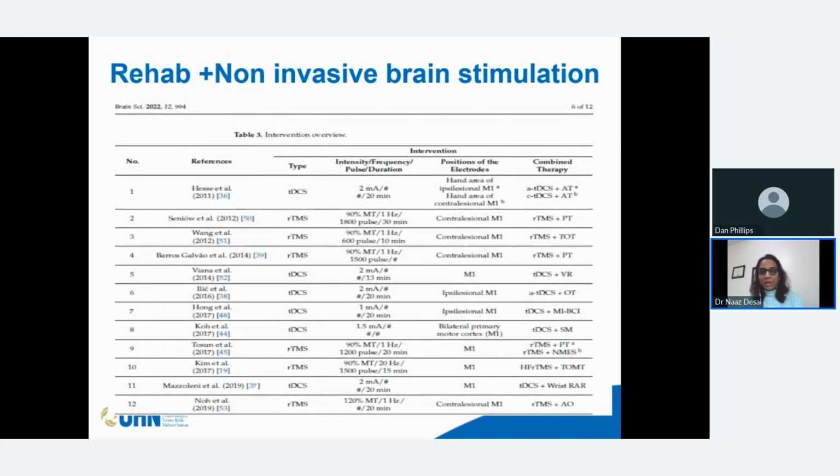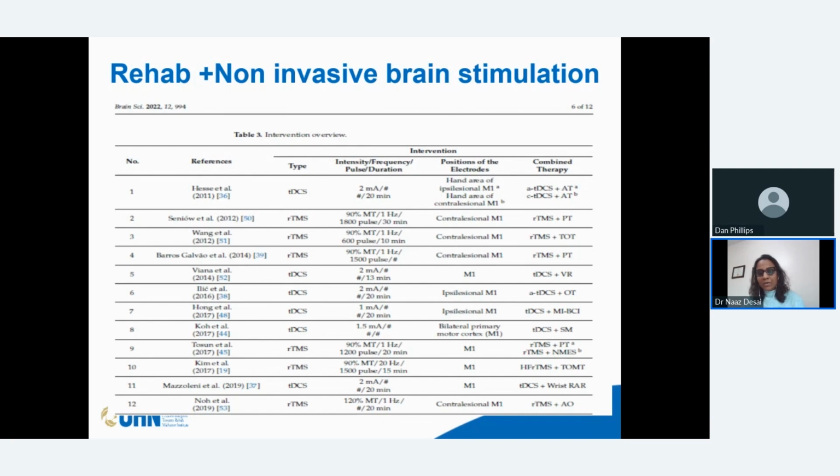So rehab in combination with NIBS is a newer field. However, I think in the past couple decades, a considerable number of studies have been happening in this space, and various groups have tried to combine various types of rehabilitation maneuvers with NIBS in the hope of producing better outcomes for our patient population. So this is just a table from a systematic review that was recently completed, which looked at studies that have tested rehab in combination with NIBS over the last 10 years.